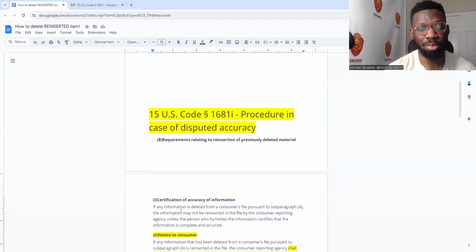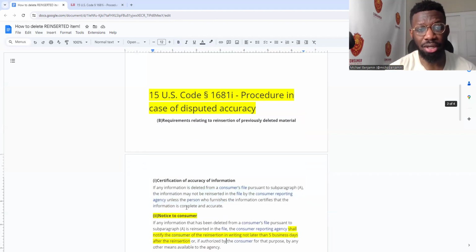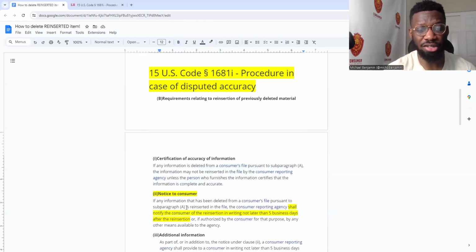So it basically says any information that is deleted from the file is not supposed to be reinserted unless the person who furnished the information certifies that the information is complete and accurate, right? In the previous video, I talked about how inaccuracy is obviously something that's not correct. Incompleteness is something that maybe is saying no payment history or no data, stuff like that. That's incomplete. So if the furnisher is telling them that this is complete, and then they're still reporting it as incomplete, then you need to sue them, people. But let's get to the juicy part about the reinsertion and deleting it.